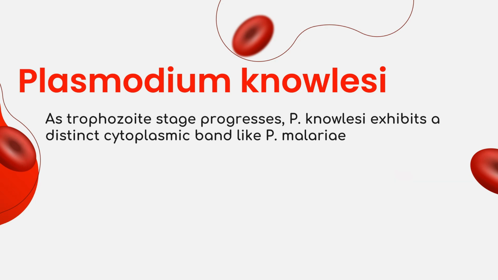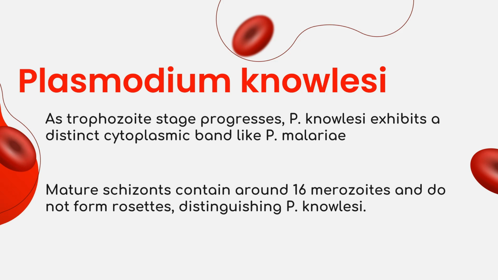As the trophozoite stage progresses, Plasmodium knowlesi sets itself apart. Its cytoplasm forms a distinct band across the cell, reminiscent of another malaria parasite, Plasmodium malariae. Mature schizonts of Plasmodium knowlesi bear an average of 16 merozoites and do not form rosettes, unlike other species. These distinctive traits aid in distinguishing this captivating parasite.